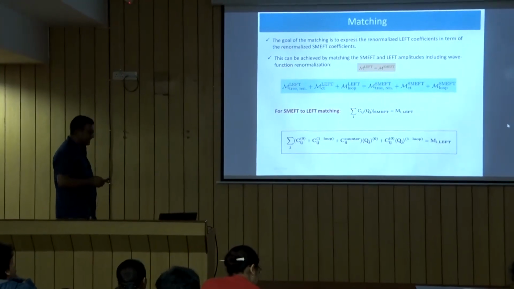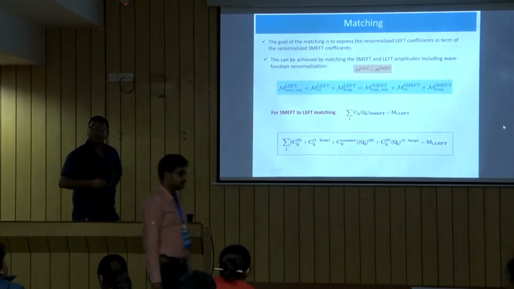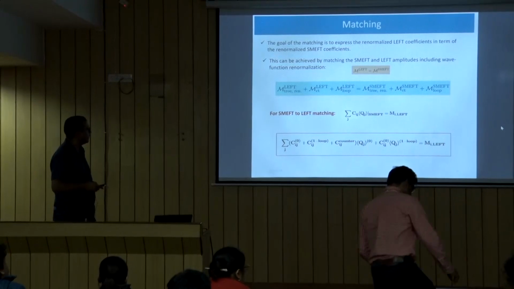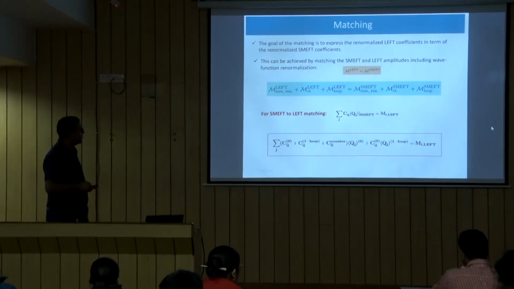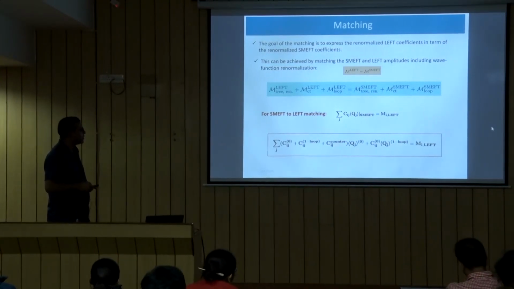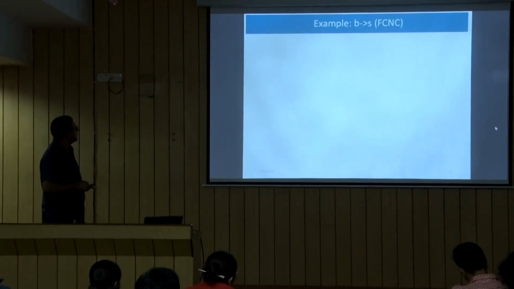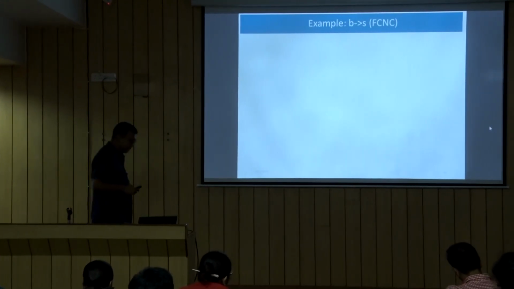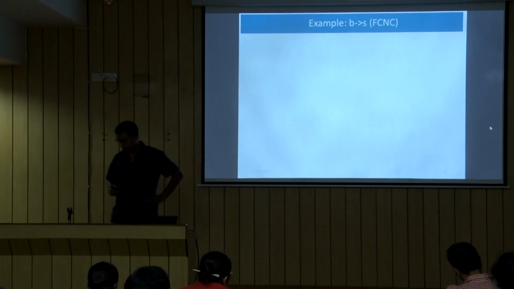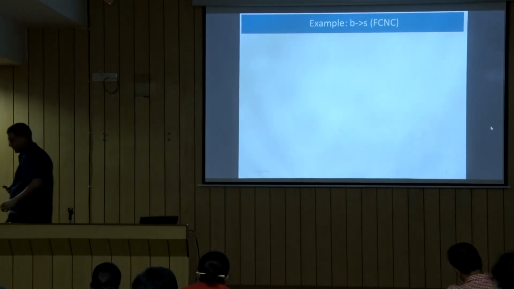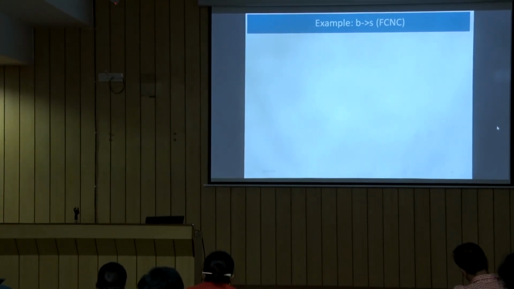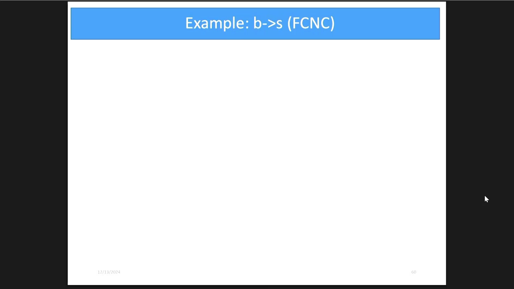So once you understand this, then you will be able to do calculations. The only thing is that loop, you need to learn how to do a loop calculation. Here I will take a few examples, like one of the interesting modes, B to S. It's an efficient process, and the standard model is suppressed. So that's why we have a lot of expectation from this mode.